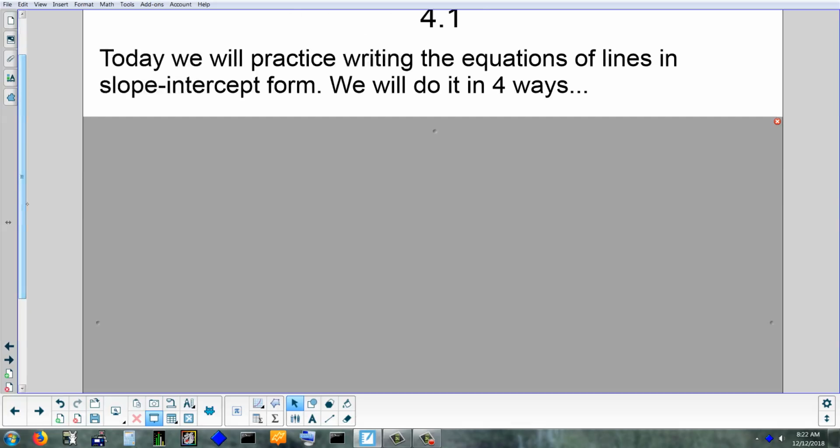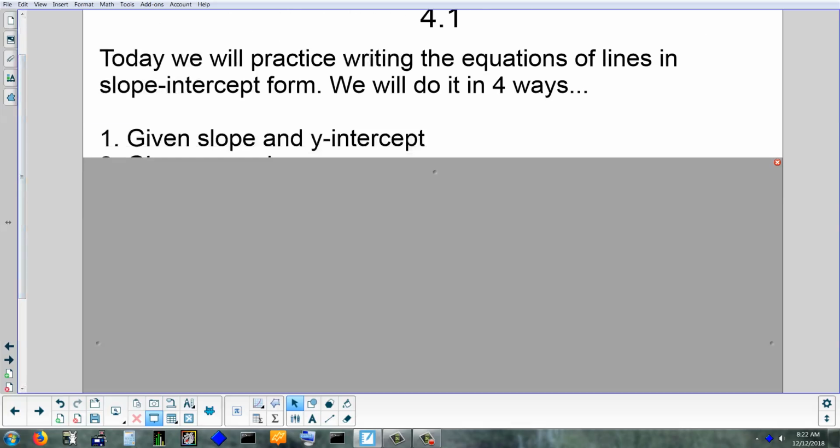We're going to have you guys do it in 4 different ways. We're going to use slope intercept form to do 4 different things. First thing we're going to do is we're going to give you the slope. We're going to give you the y-intercept, and then you're going to have to write the equation of the line. Like last week, we gave you the equation of the line, and you had to identify the slope and the y-intercept. We're just doing the opposite of this stuff.